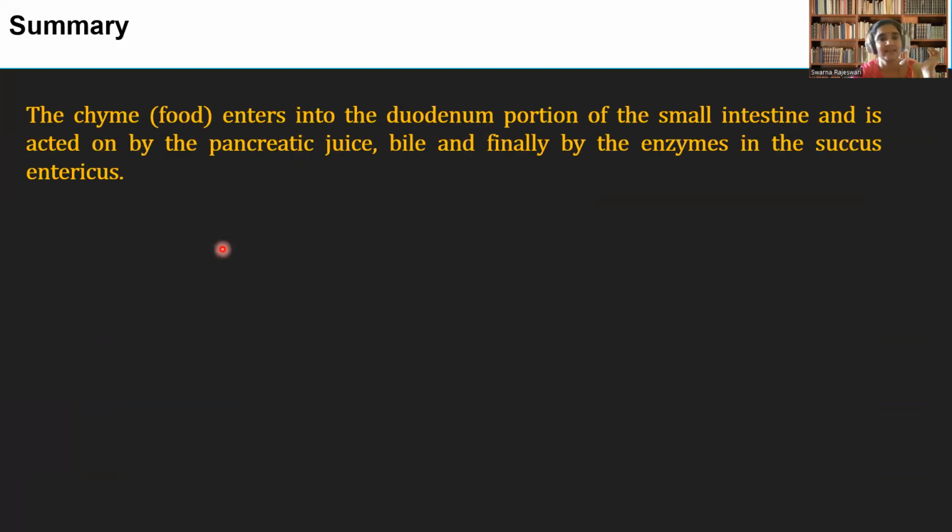So let us summarize the entire lesson. The chyme which enters into the duodenum has to be acted upon by the pancreatic juice, bile, and finally by the enzymes of the succus entericus, which we will be calling intestinal juices.